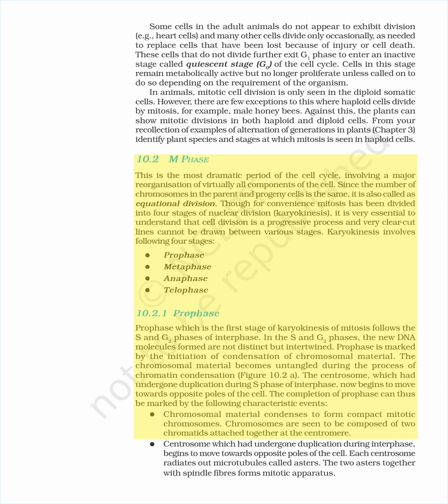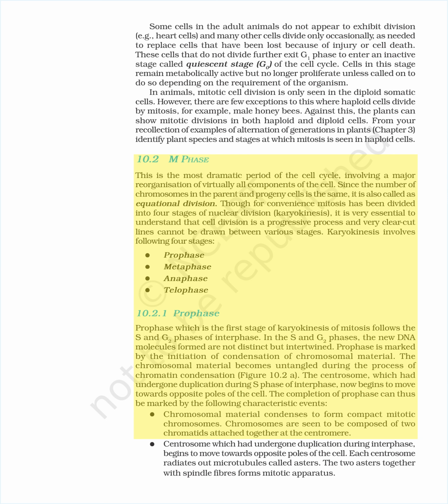Though for convenience mitosis has been divided into 4 stages of nuclear division, karyokinesis, it is very essential to understand that cell division is a progressive process and very clear-cut lines cannot be drawn between various stages. Karyokinesis involves the following 4 stages: prophase, metaphase, anaphase, telophase.